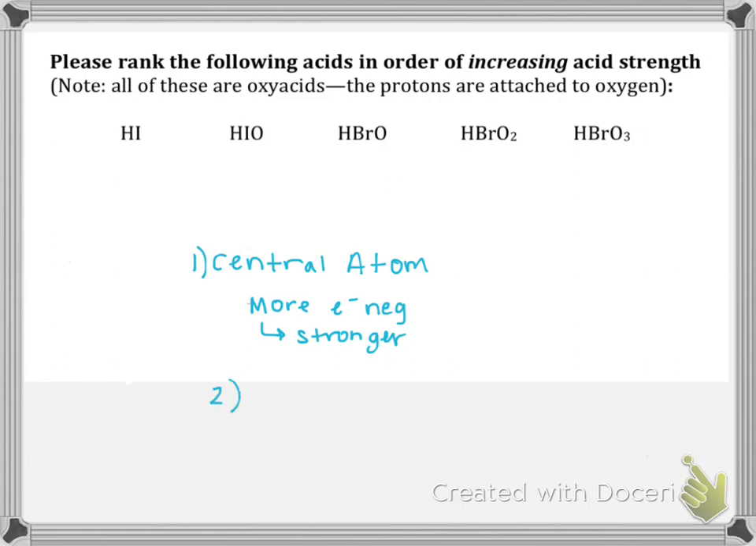And then once we've done that, we're going to look at the number of oxygens. And having more oxygens will give us a stronger acid. Okay, so if we start by looking at the central atom, we have these 3 to consider. And then because we have more oxygens to the right, the HBrO3 is going to be stronger than the HBrO2. And that's going to be stronger than just the HBrO.